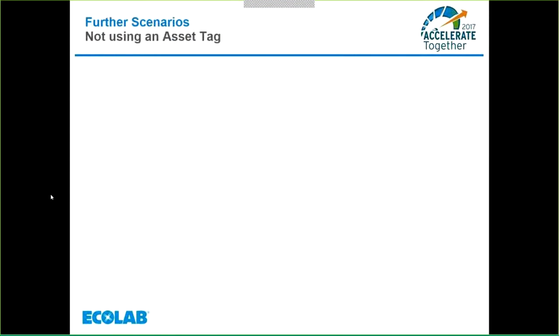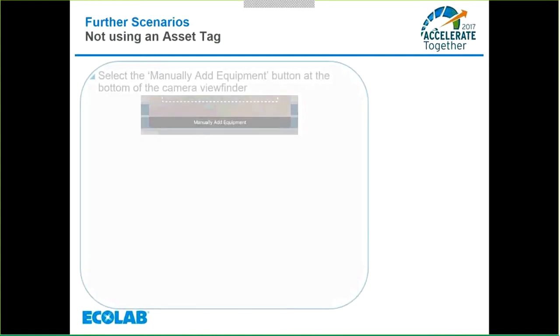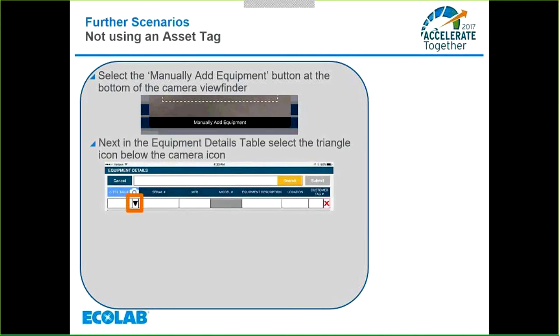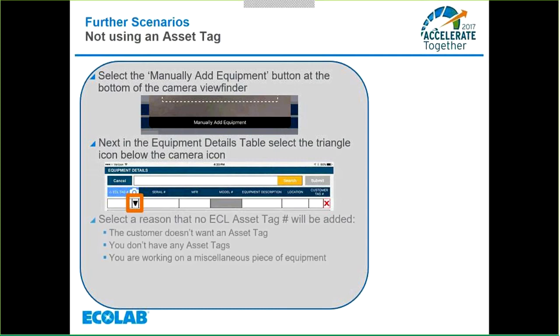There may be further scenarios that you encounter in the field. Not using an asset tag. Select the Manually Add Equipment button at the bottom of the camera viewfinder. Next, in the Equipment Details table, select the triangle icon below the camera icon, highlighted below. Select a reason that no ECL asset tag number will be added.